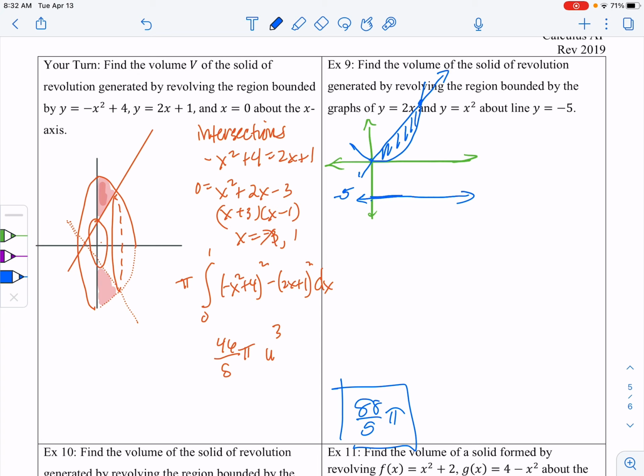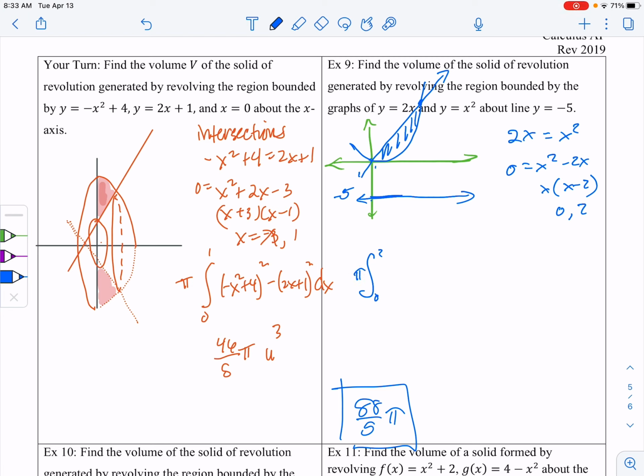I need the intersection, so where do they meet? 2x equals x squared, so 0 equals x squared minus 2x. So it's 0 and 2. So I'm going to integrate from 0 to 2. Oh, hang on. Let's give ourselves some room to work. I'm integrating from 0 to 2.